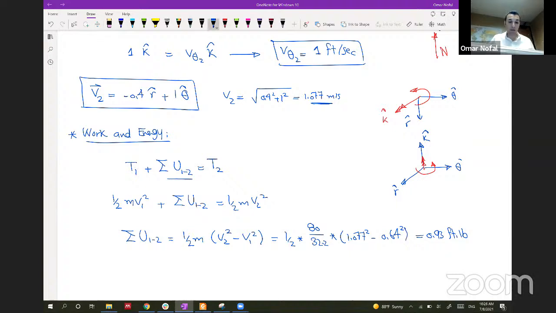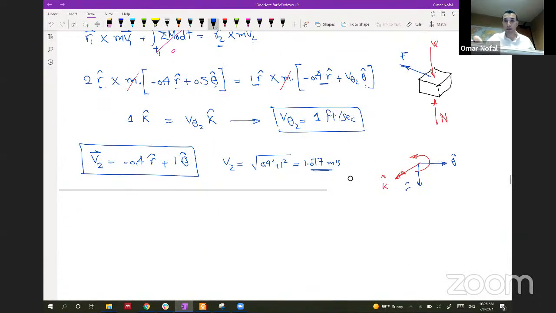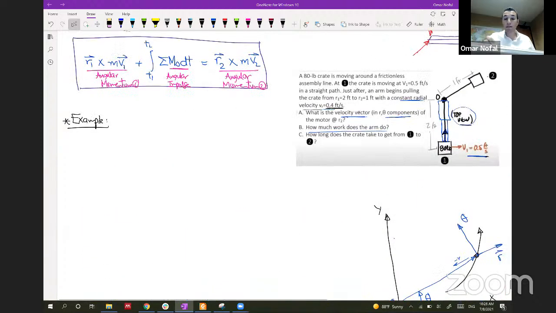So this is how to solve for the work as a bar. What we did, we got the V using the angular momentum, and then we used the V in the kinetic energy to get the work. Then the next requirement says: how long does the crate take to get from 1 to 2? So we need time. How much time does it take the crate to go from 1 to 2?